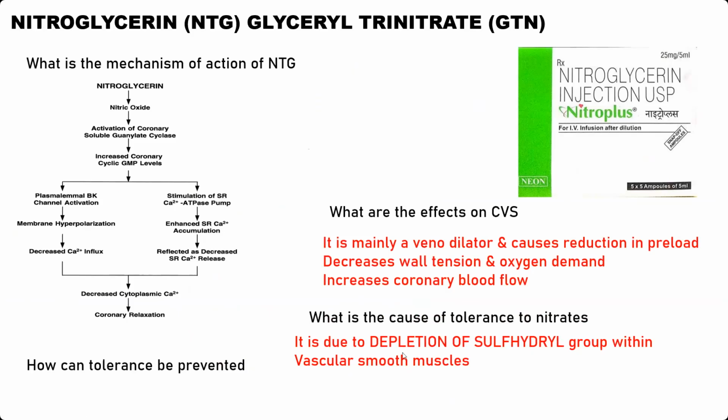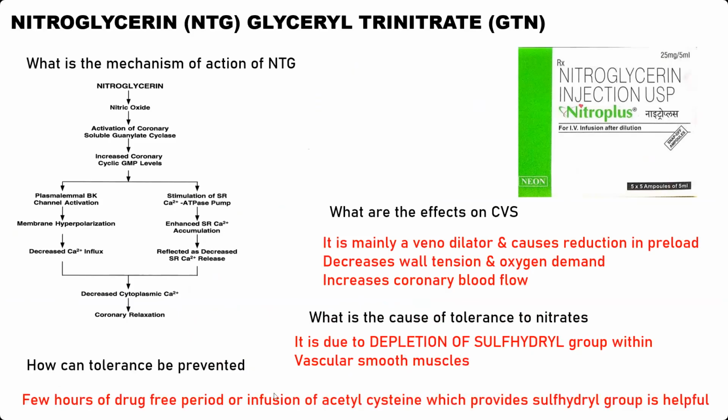How can the tolerance be prevented? We have to stop the drug for 2 hours, a drug-free period, and infusion of acetylcysteine. Where did we use acetylcysteine earlier? Paracetamol toxicity. There also sulfhydryl groups and glutathione will be provided. So acetylcysteine can provide these two substrates for the activity of these drugs. Okay, so remember acetylcysteine. Right.